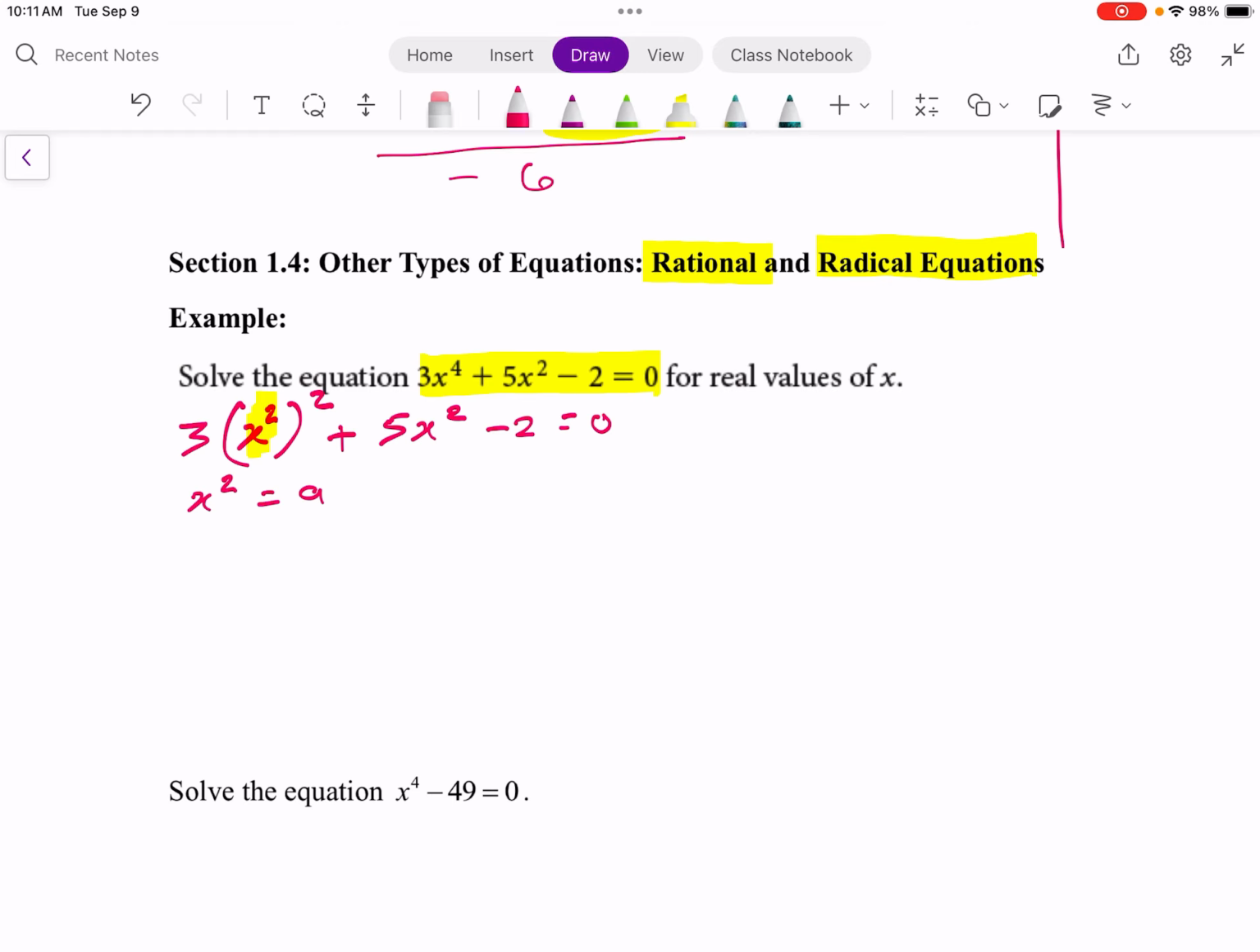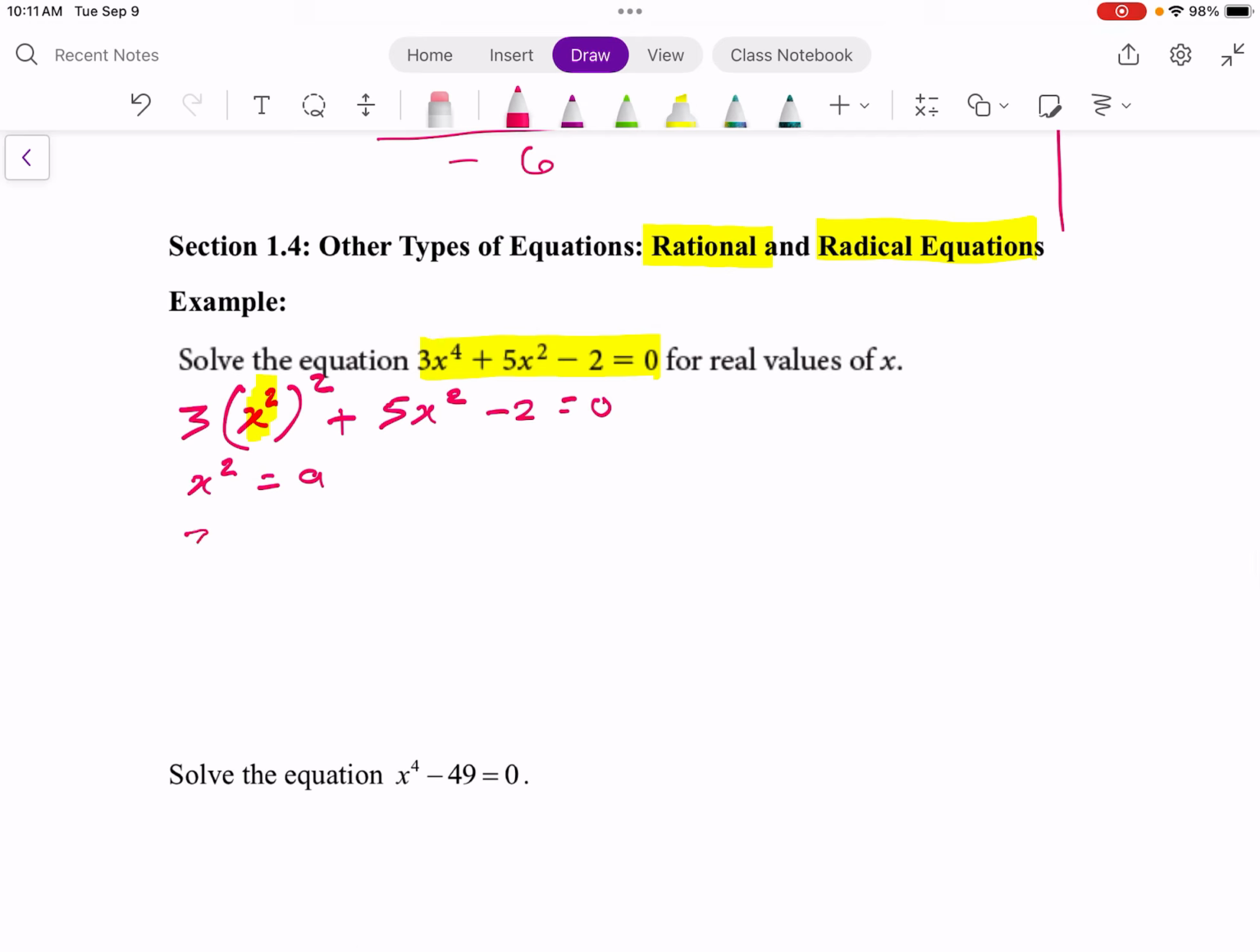For every x squared you can pick any variable. Let's replace it by a. Now our equation becomes 3 times, for this x squared we have a, and do not forget about this square. So we have 3a squared plus 5, this x squared is a, so 5a, minus 2 equals 0.